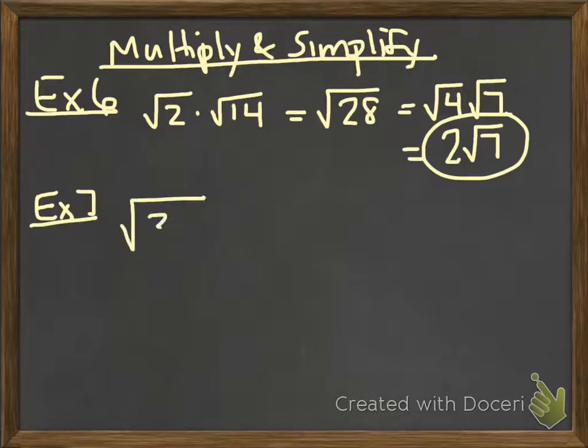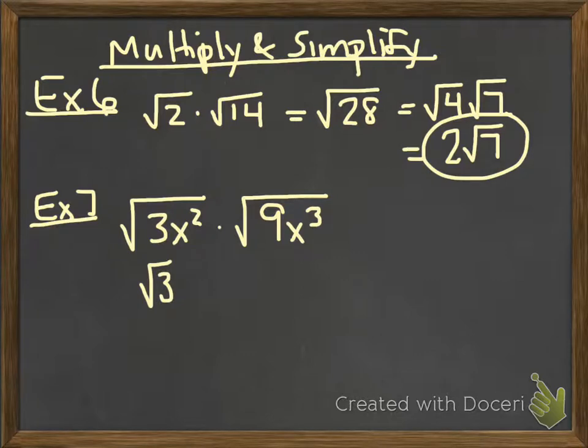Example 7, square root of 3x squared times the square root of 9x to the third. There's a couple different ways to do this. You can multiply it all out, or you can take the square root of certain things. Okay, so I guess we could take it by parts. Square root of 3 you can't do anything about, but the square root of x squared is just x.